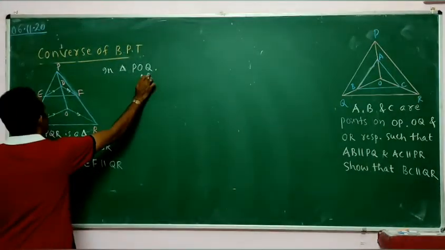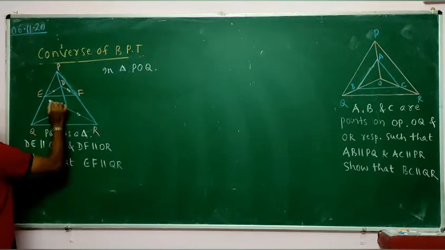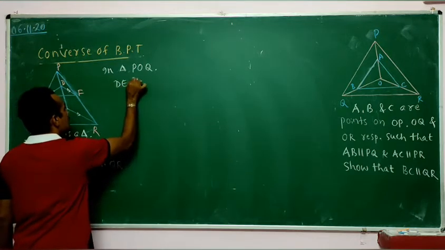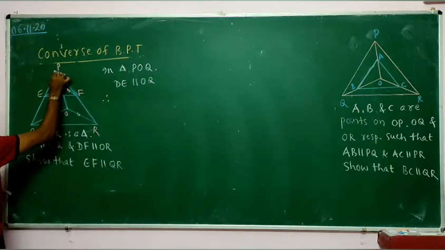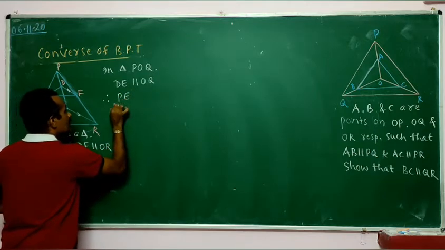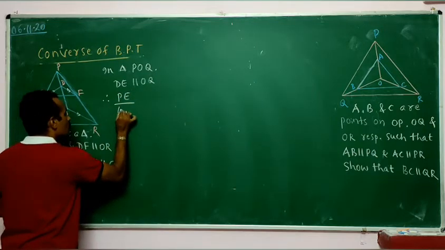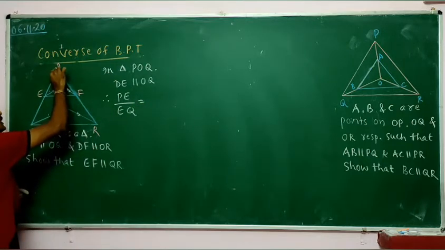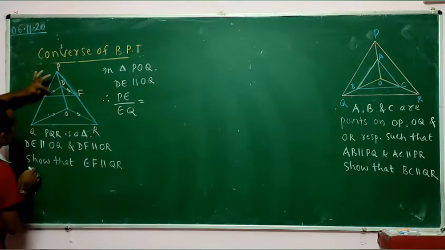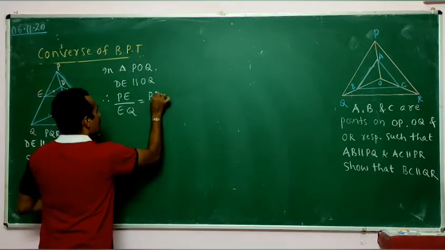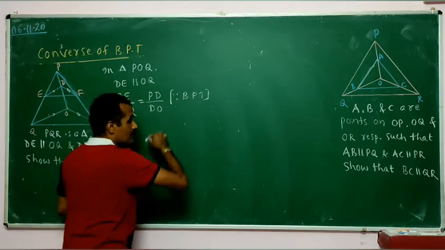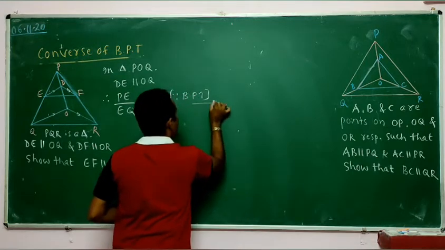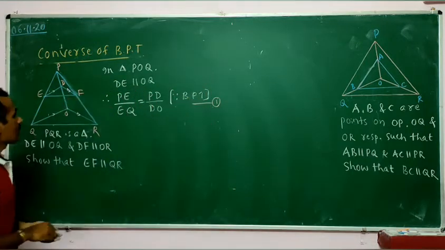Come on, this is triangle POQ. Okay, DE is parallel to OQ. This is because of given. Therefore, I will write PE divided by EQ is equals to PD divided by DO, because parallel is here. This is because of basic proportionality theorem. I will call it as equation number 1.